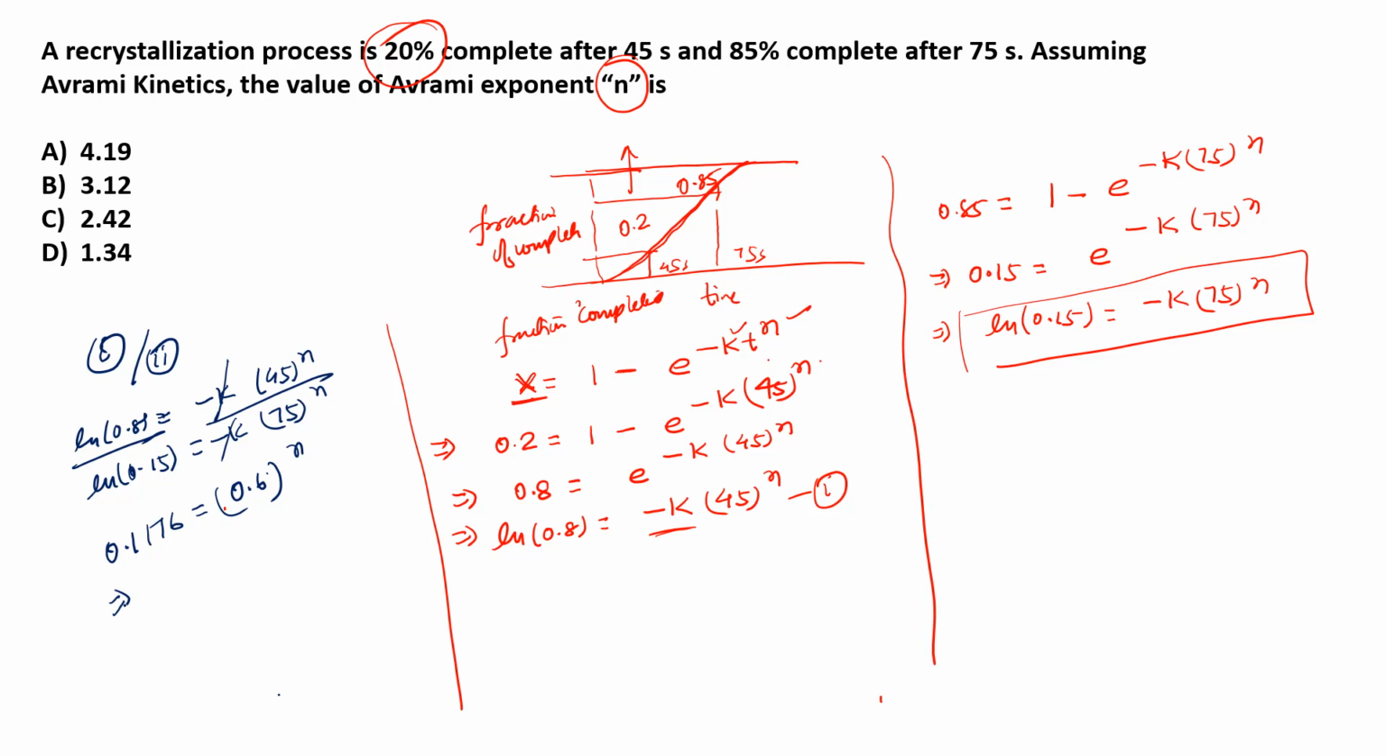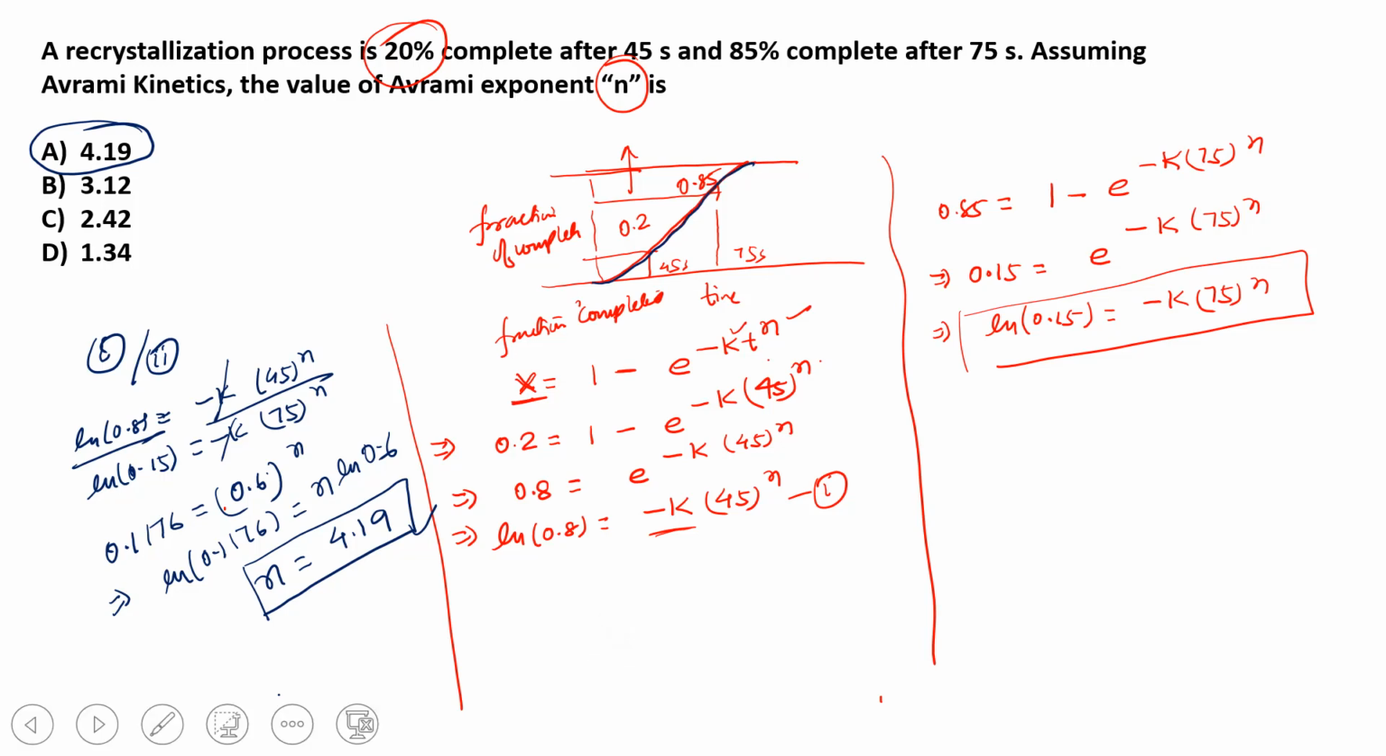So next we need to take ln again. So ln 0.1176 is equal to n ln 0.6. So n is equal to ln 0.1176 divided by ln 0.6. So n I am getting 4.19, okay, and this is the correct answer. So n is equal to 4.19, okay.